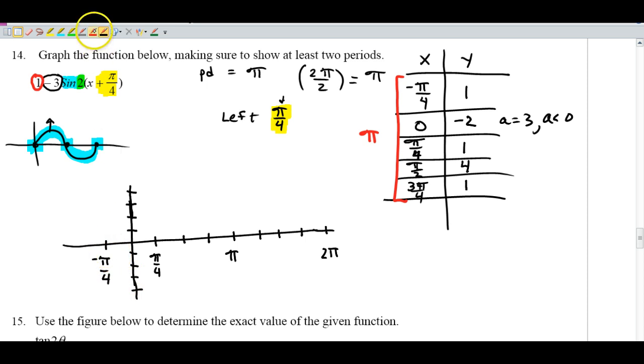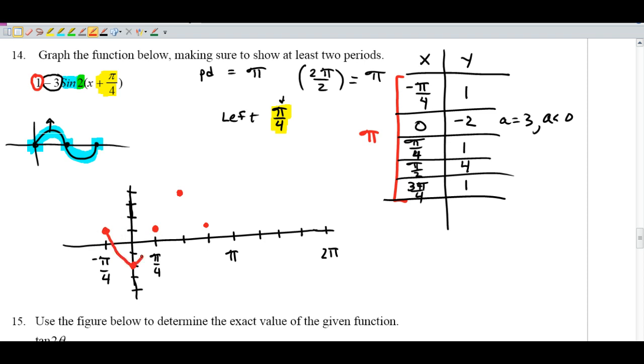And here we go. Negative pi over 4 is 0. Oops, my fault. Back it up. Negative pi over 4 is a 1. 0 is going to be negative 2. Pi over 4 is back up to 1. And pi over 2, which is right here, is up to 4. Then 3 pi over 4, which is right here, is back to 1. Now, this is one period of the function.